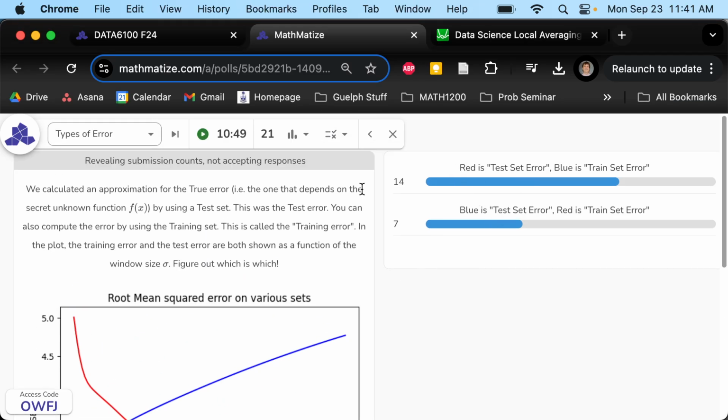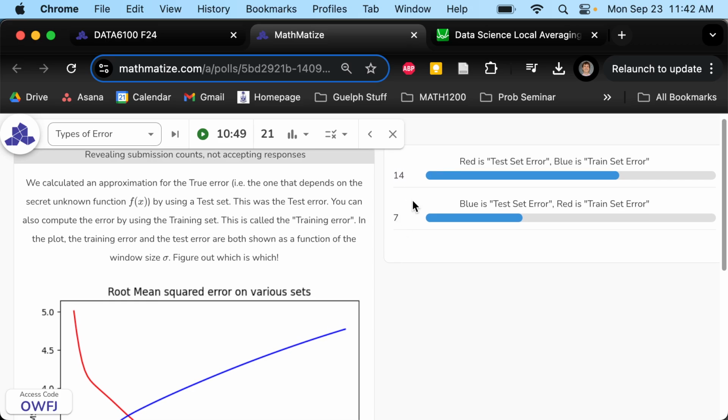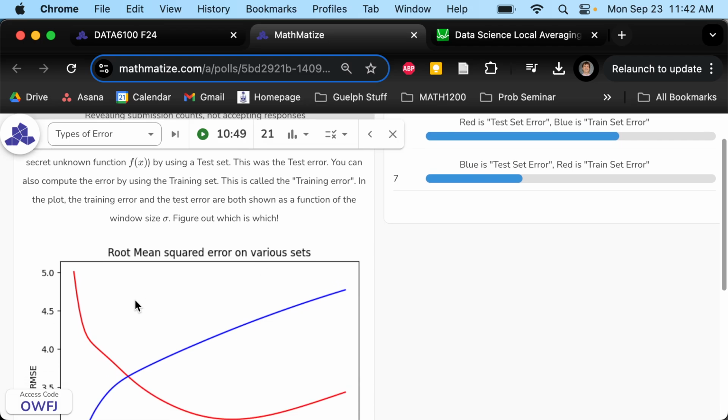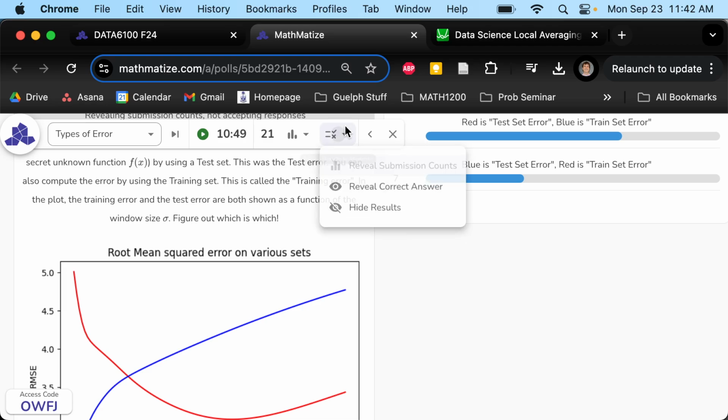Oh, okay. So pretty split, 70%. 2/3 of the class said one thing, 1/3 of the class said the other thing. 2/3 of the class said the red is the test error and the blue is the training error, and 1/3 of the class said the reverse. So it seems like you have a slight preference toward red is the test error, but not super confident amongst the class. Let me reveal the correct answer.